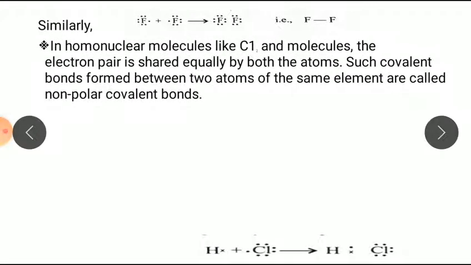In homonuclear molecules like Cl2 and F2, the electron pair is shared equally by both the atoms. Such a covalent bond formed between two atoms of the same element is called a non-polar covalent bond.